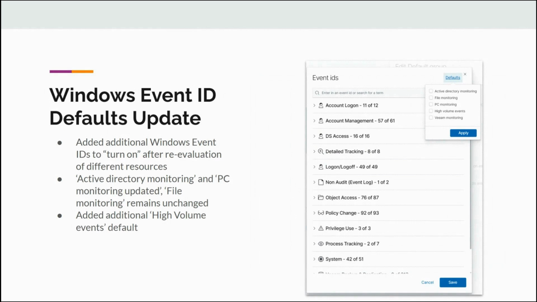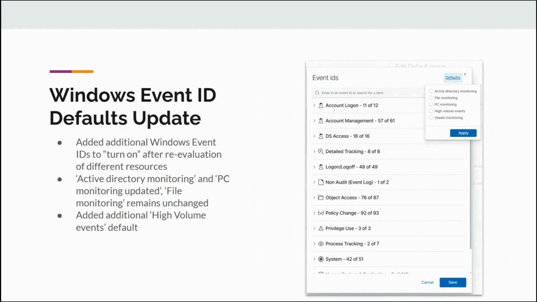So we've updated the Active Directory monitoring baseline or template, and updated the local PC or local event IDs monitoring. File monitoring stayed the same. All of those event IDs are the same, but there were a couple for both AD and local event logs, or the PC monitoring, that contributed immensely to the volume. So we put those in a separate high volume events category.